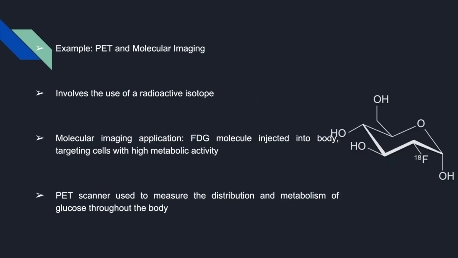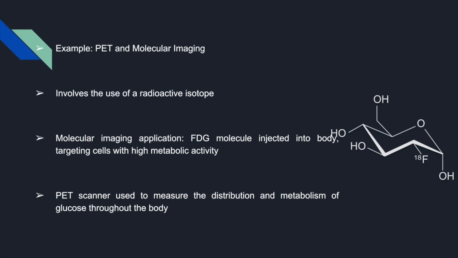So an example of molecular imaging is the use of PET, or nuclear medicine, with the use of radiopharmaceuticals, which are radioactive substances that attach to cells and are detected by an imaging device. A radioactive isotope is injected into the area of interest to produce radiation that is detected and then used to produce an image. One molecular imaging application is where the FDG molecule, or fluorodeoxyglucose, is injected into the body to target cells of high metabolic activity.